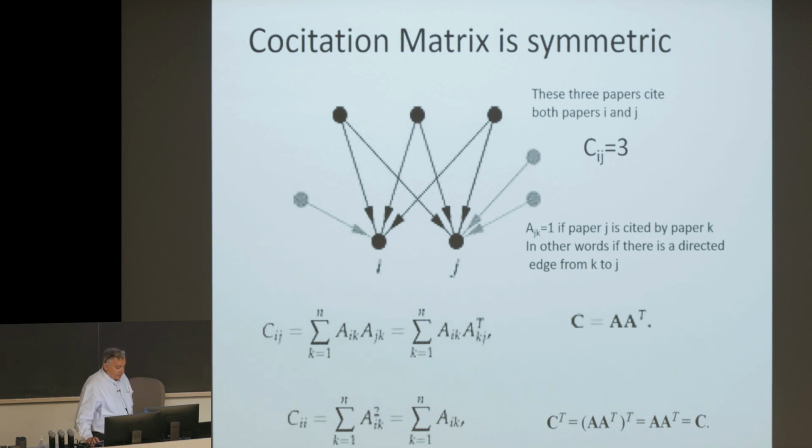And then, of course, you can find how many common papers which cite these two exist. And so you can construct a symmetric matrix C, which will be now this co-citation matrix, and mathematically it will be a product of the adjacency matrix times the transposed matrix.